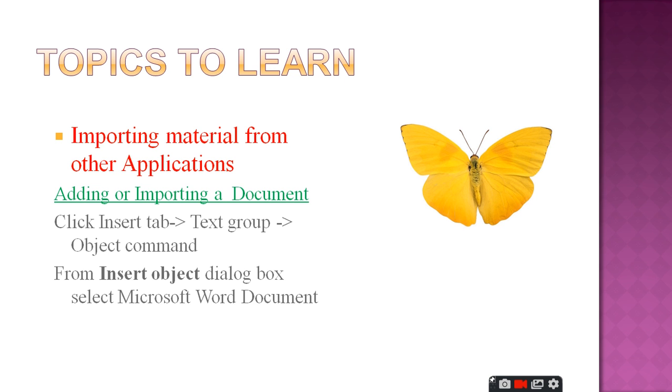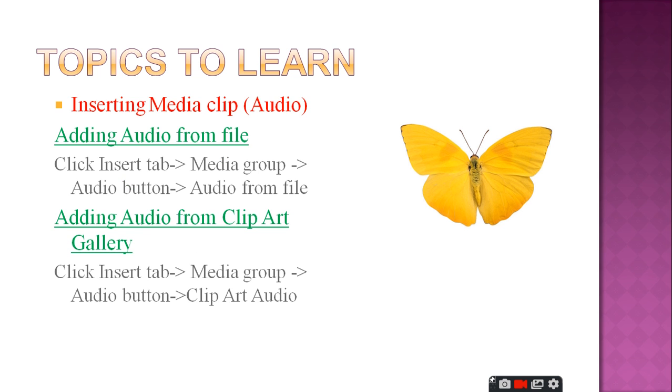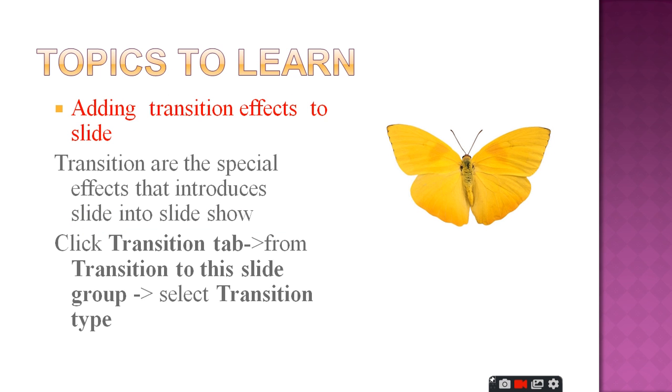Okay children, again we will see the topics whatever we learnt in this session. First one, adding transition effects to slides. That means a way to control the slides. In other words, transition effects are the way the next slide will replace the previous slide in the slideshow. The effects can be added to our presentation slides by clicking the Transition tab. From the Transition to This Slide group, select a transition type.